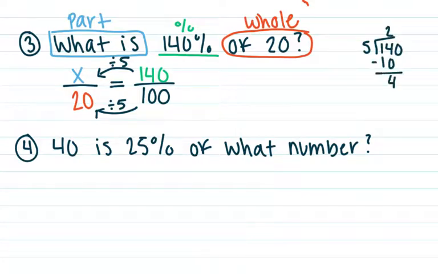And when I get done dividing this out, I got 28. So I found out that my part, the missing number here, is 28. So think about this in terms of like candy or something. If I had a jar of Jolly Ranchers and there were 20 of them and I said, hey, you can have 140% of my Jolly Ranchers. What that means is that you're going to be taking 28 home.